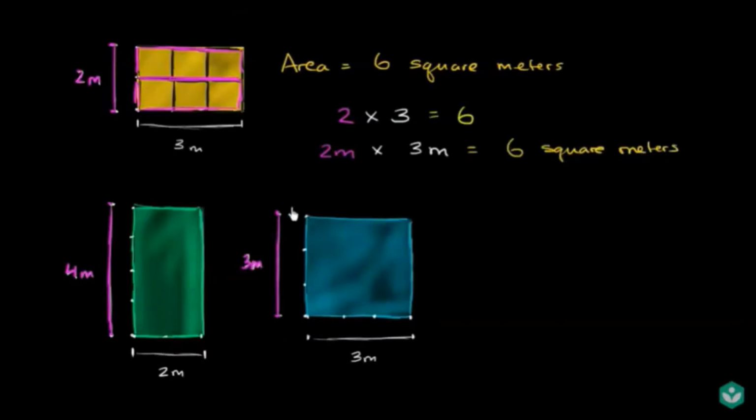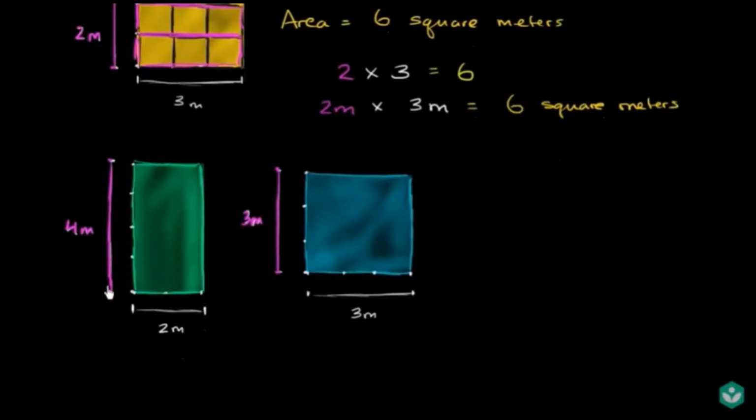Now you might say, hey, I'm not sure if that always applies. Let's see if it applies to these other rectangles right over here. So based on what we just saw, let's take the length, 4 meters, and multiply by the width, 2 meters. Now 4 times 2 is 8. So this should give us 8 square meters. Let's see if this is actually the case.